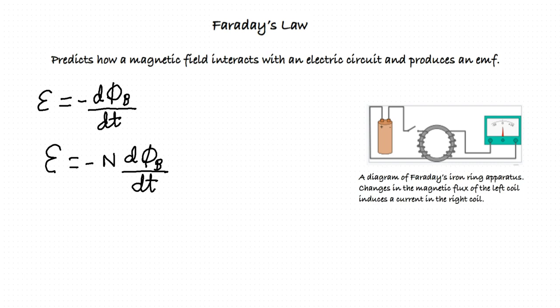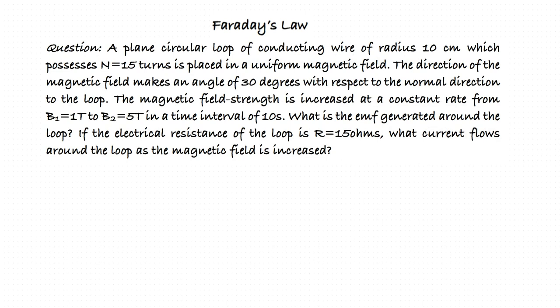Can we do an example to make this more clear? Yeah, sure. Let's do a problem to make this more clear. Question: A plane circular loop of conducting wire of radius 10 centimeters, which possesses N equals 15 turns, is placed in a uniform magnetic field. The direction of the magnetic field makes an angle of 30 degrees with respect to the normal direction to the loop. The magnetic field strength is increased at a constant rate from B1 equals 1 Tesla to B2 equals 5 Tesla in a time interval of 10 seconds.